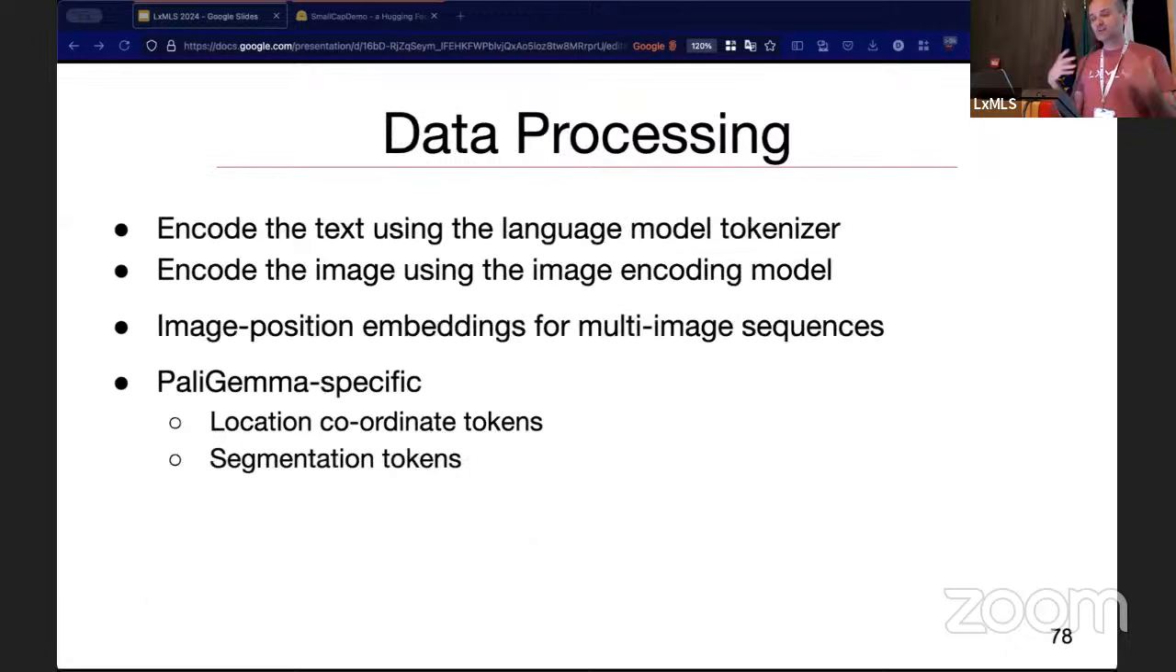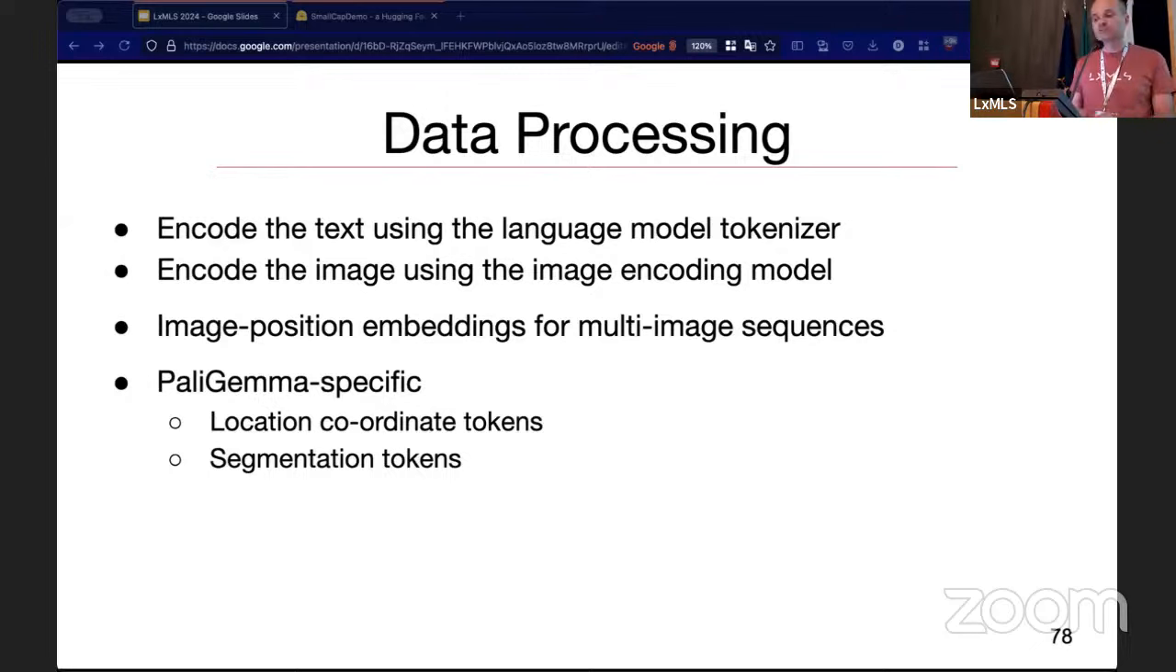And in terms of how this data is processed, typically the text is encoded using the existing language tokenizer, and the image is encoded using whichever vision transformer they want to put into the stack. Sometimes these models can work with multi-image sequences, and there's usually image position embeddings that are specific to where this image occurs in the sequence.